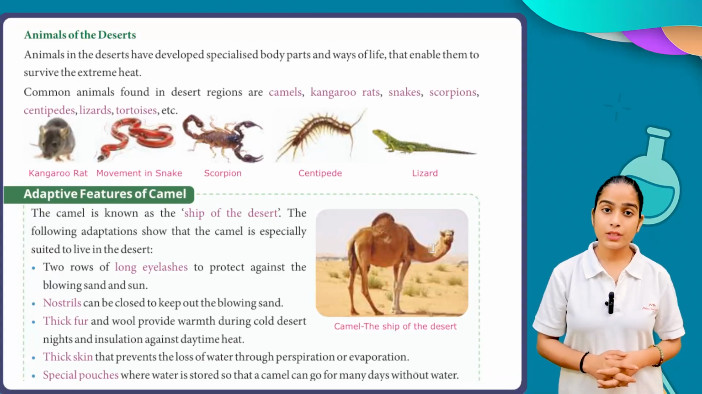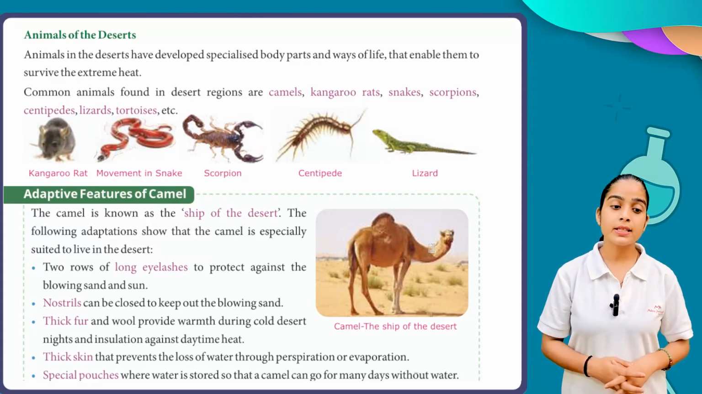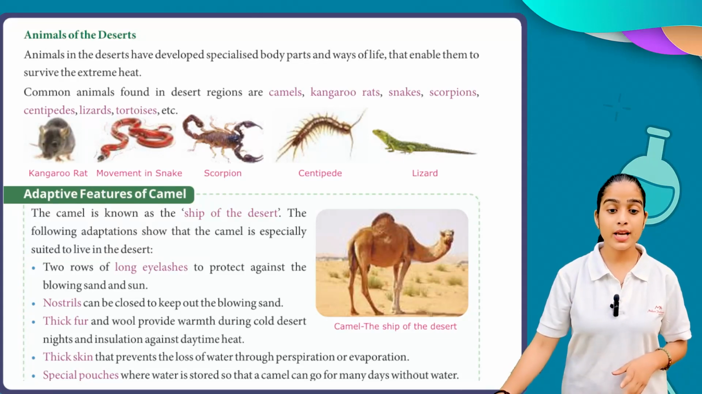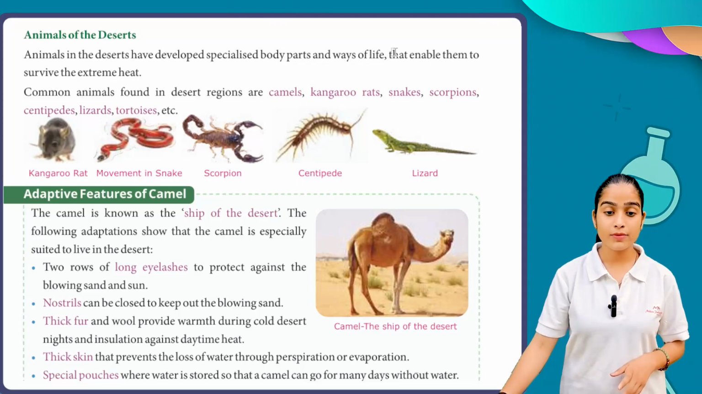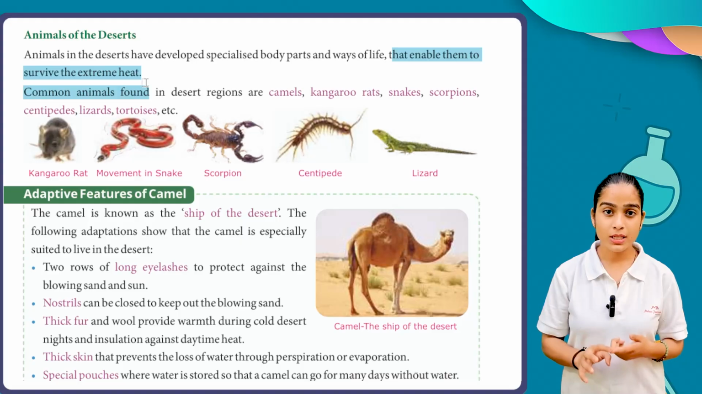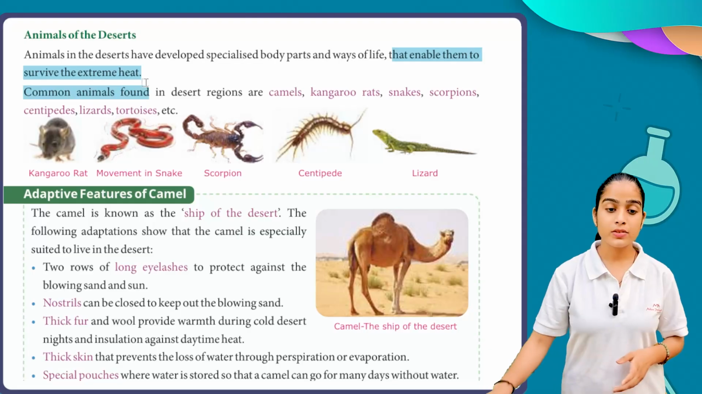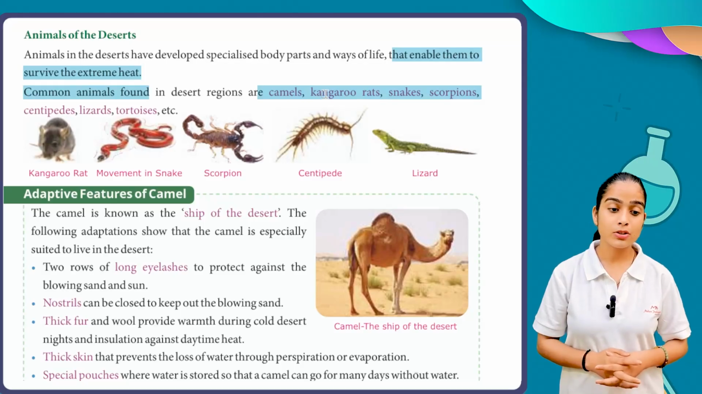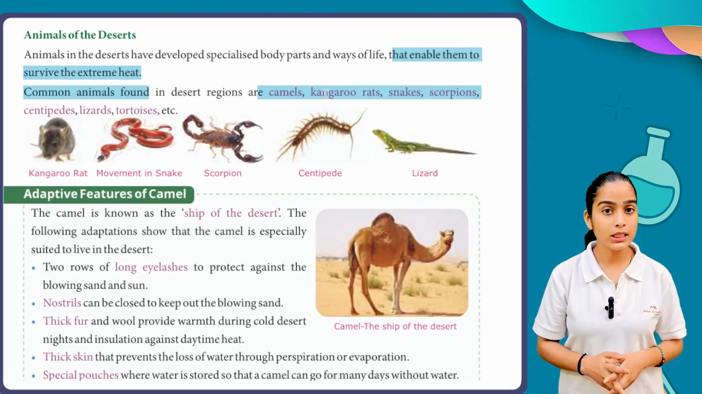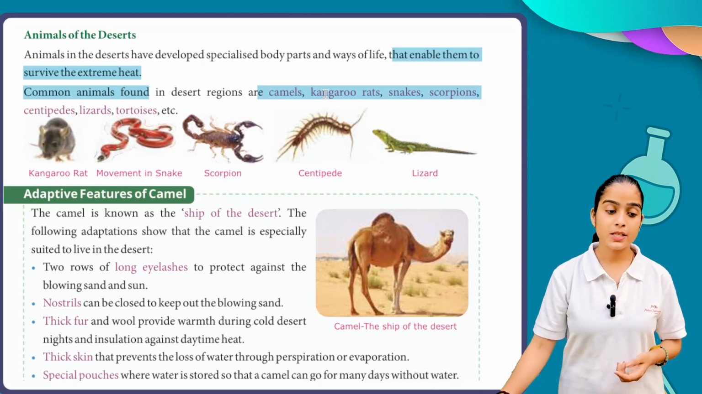Next, animals of the desert. Now we are going to learn about the animals who live in the desert area. Animals in the desert have developed specialized body parts and ways of life that enable them to survive in the extreme heat. So they can survive in extreme heat and extreme cold because they have that kind of features. Common animals found in desert regions are camels, kangaroo rats, snakes, scorpions, centipedes, lizards, tortoises, etc. So these are the examples we have for desert animals: your snakes, your rats, your scorpions. Okay, next, we move forward.